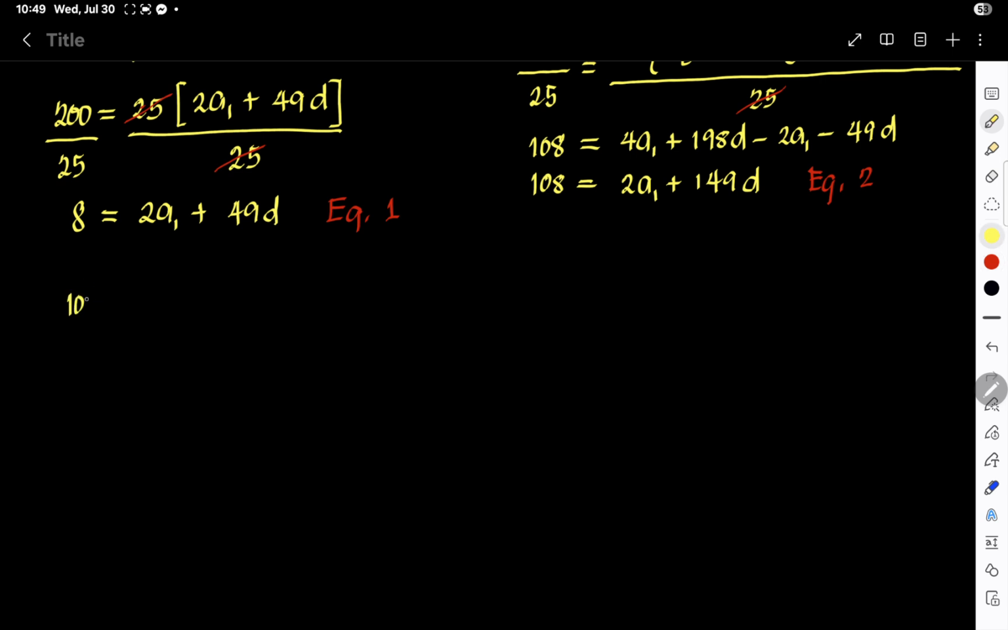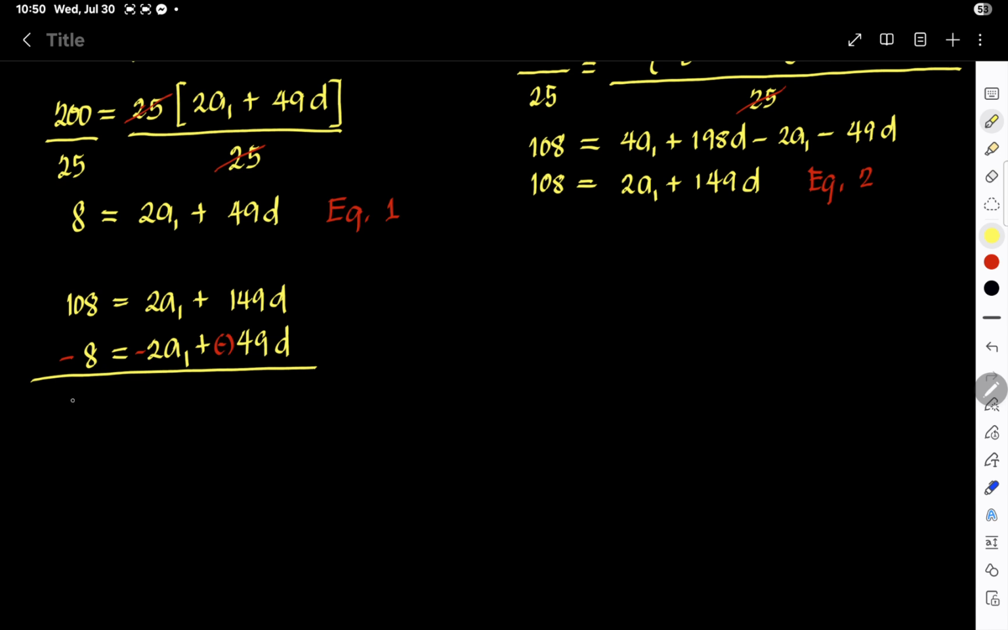So we'll have 108 equals 2a sub 1 plus 149d, and minus 8 equals 2a sub 1 plus 49d. And let's remember that when subtracting polynomials vertically, we need to change the signs of the subtrahend. Thus, the term containing a sub 1 here will be cancelled out later. So this becomes negative 8, this becomes negative 2a sub 1, and this one becomes negative 49d.